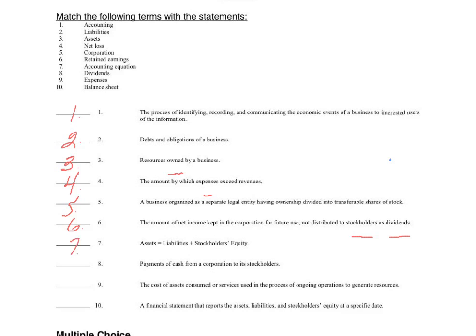Payments of cash from a corporation to its stockholders. That's dividends. And that would be number eight. The cost of an asset consumed when I use up an asset, consumed or services used in the process of the ongoing operations to generate resources, assets, or what have you. That's expenses. Nine, what I use up. Financial statement reports assets, liabilities, and shareholders' equity at a specific point in time. Okay, that's 10.